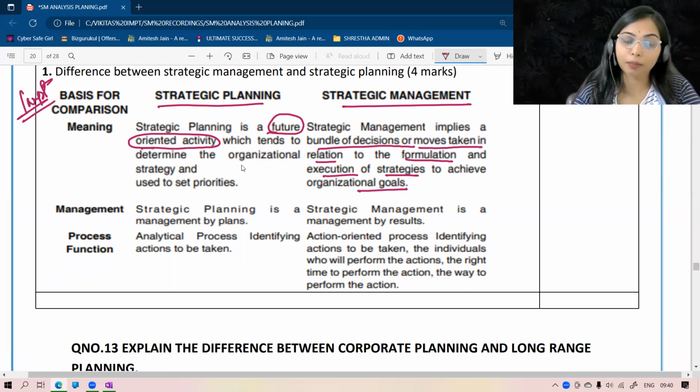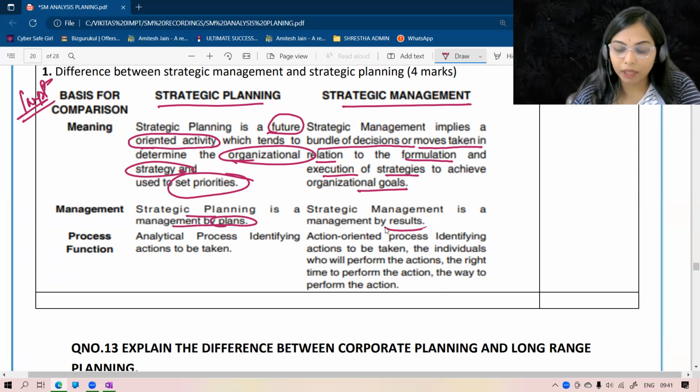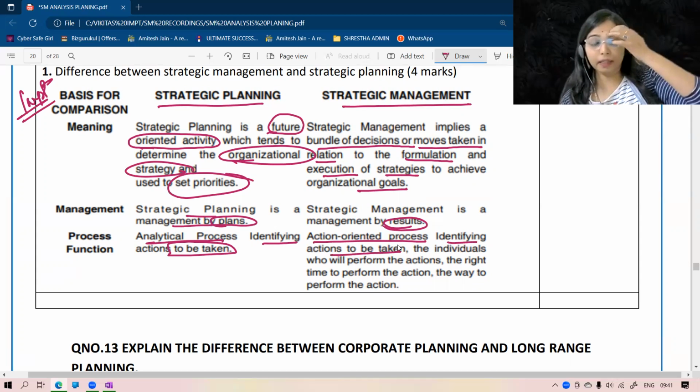Here it tends to determine the organizational strategy and is used to set priorities. Management is different, planning is different. Planning is future oriented. Here it is related to the formulation, execution, and many other things. Next, strategic planning is management by plans. It is management by result. An analytical process identifying actions to be taken. Here, an action oriented process identifying what is to be taken.